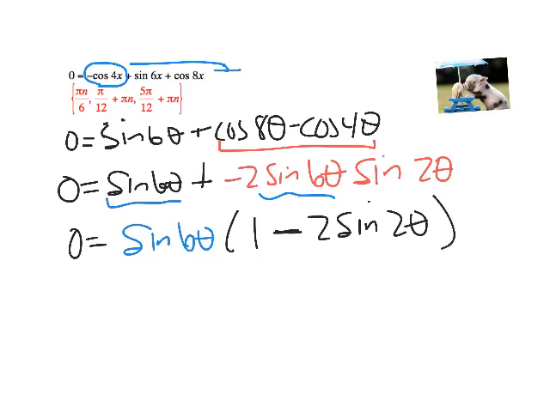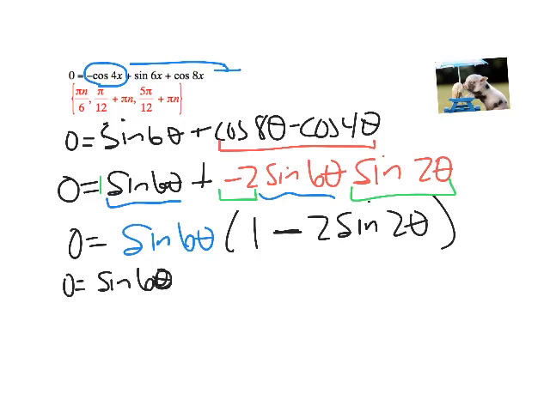All right? Because that's what was left there, right? And there was technically a 1 right there. So then now you have two products. When you multiply them, you get 0. So you just set each of them equal to 0. So 0 equals sine of 6 theta.